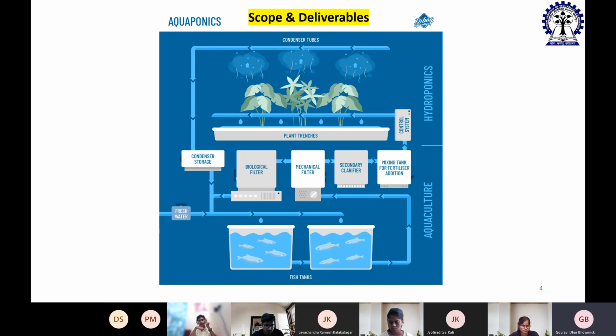Then the condenser tubes. What are these condenser tubes? One of the major losses. Let me ask you this question. From your basic understanding of science, what water losses can take place in aquaponic systems? Major water losses.